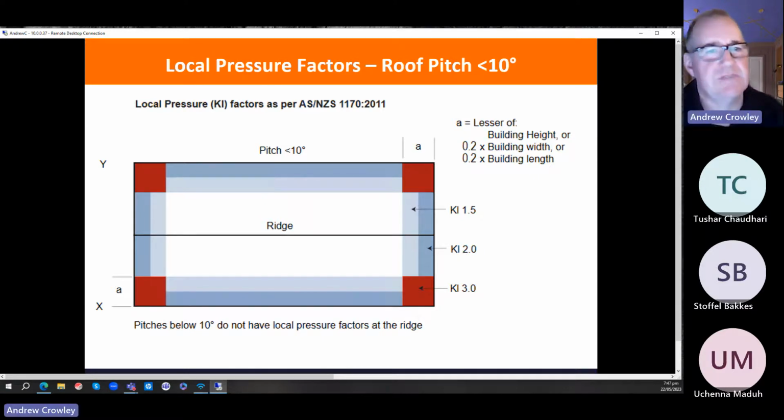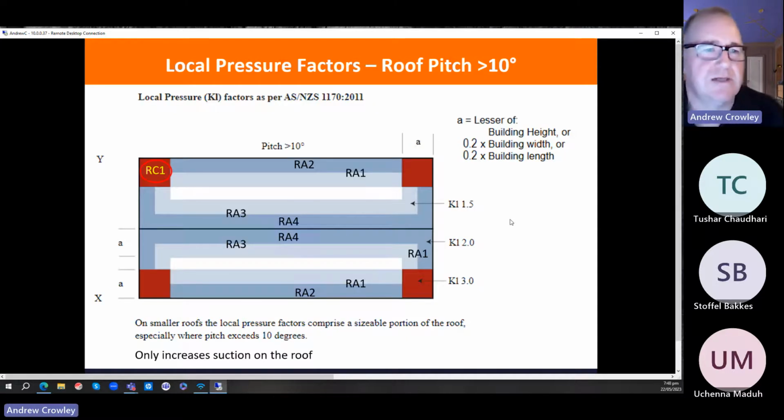If you're looking at roof pitches below 10 degrees, you've got these very high concentrations in the corners, and then a little bit more around the eaves and the gable ends. Okay, look at pitches above 10 degrees. You've still got those very high wind zones in the corners, but you've now added high wind zones at the apex. Now, one way around this when you design a building, if it's a steel frame building, you can reduce the spacing between your purlins, which spreads the load a bit better, rather than changing the size of the purlins as you go.